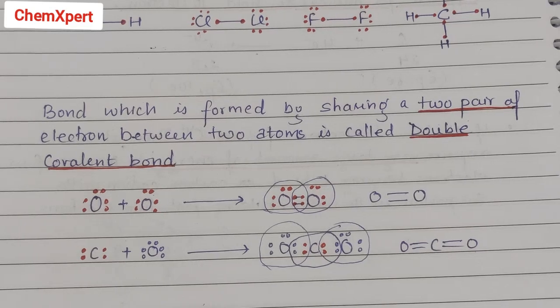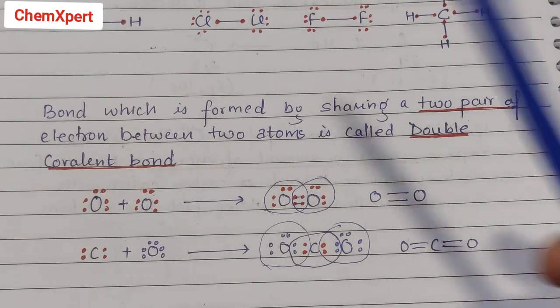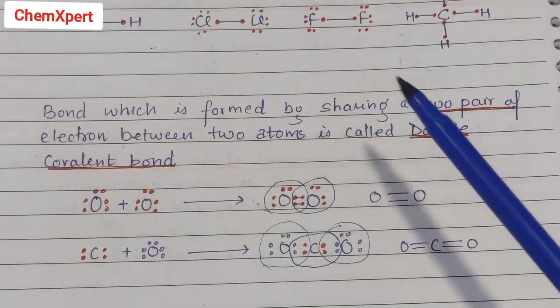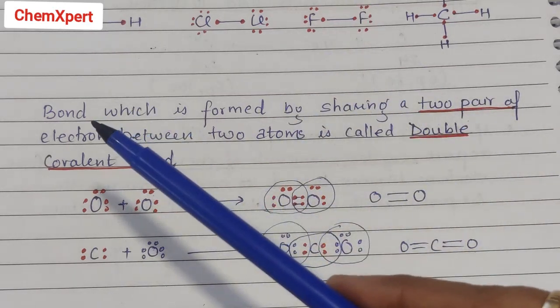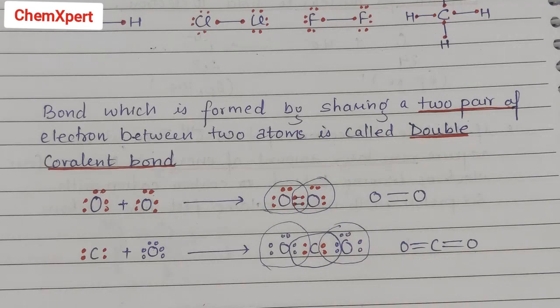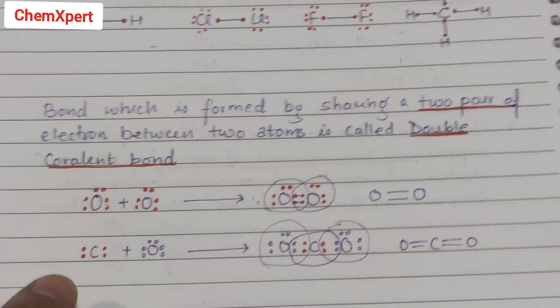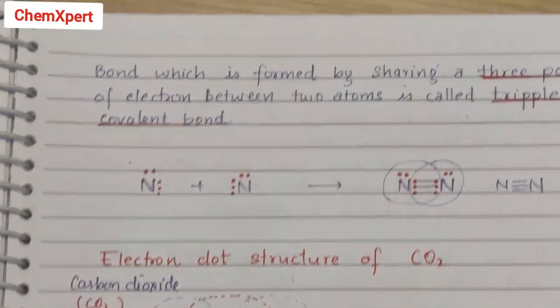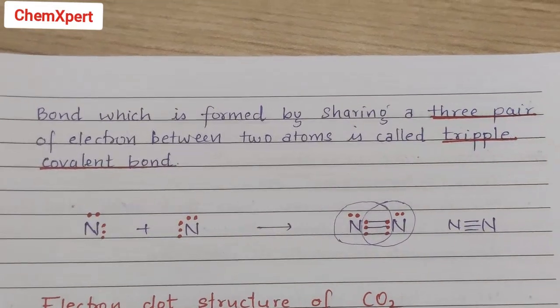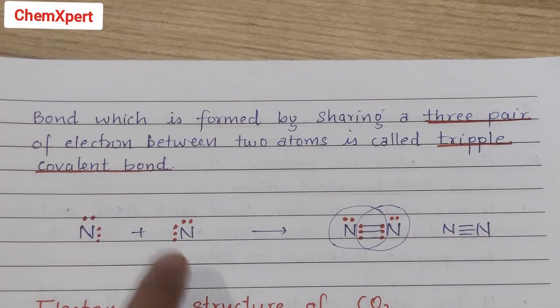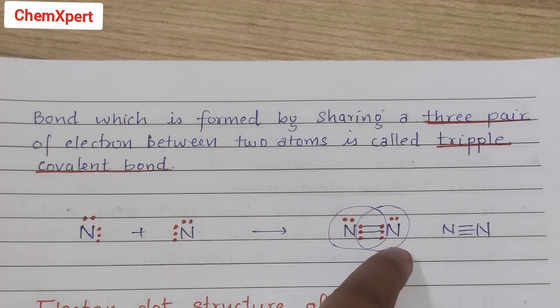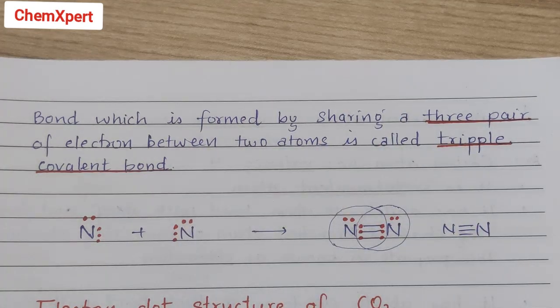Now similarly, define a triple bond. The bond which is formed by sharing 3 pairs of electrons, the rest all remains the same. The bond which is formed by sharing 3 pairs of electrons between 2 atoms is known as a triple bond. So the example here is nitrogen, which has 5 electrons in the outermost shell. By sharing these, it can form a triple bond.